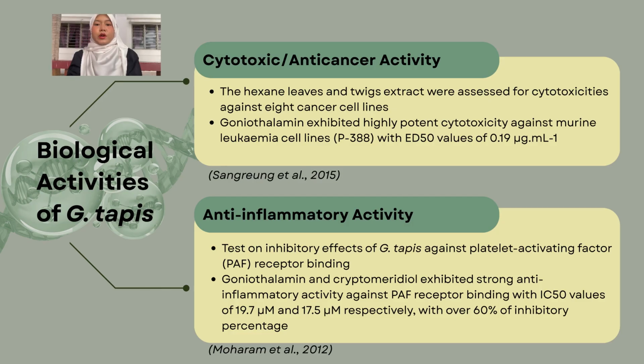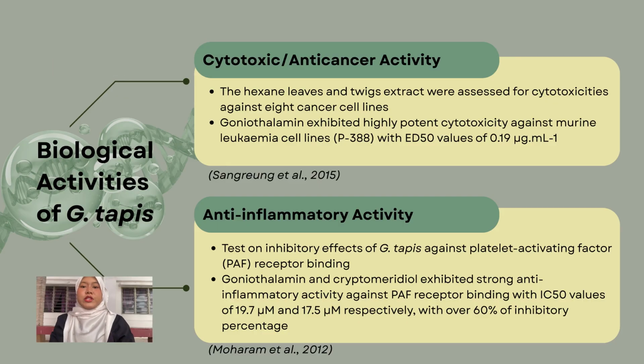The phytochemical compound called goniothalamin was reported to show highly potent cytotoxicity against murine leukemia cell lines with ED50 values of 0.19 microgram per milliliter. The second report found that goniothalamin and crotepoxide exhibit strong anti-inflammatory activity against PAF receptor binding with IC50 values of 19.7 micromolar and also 70.5 micromolar respectively, with over 60% of inhibitory percentage.